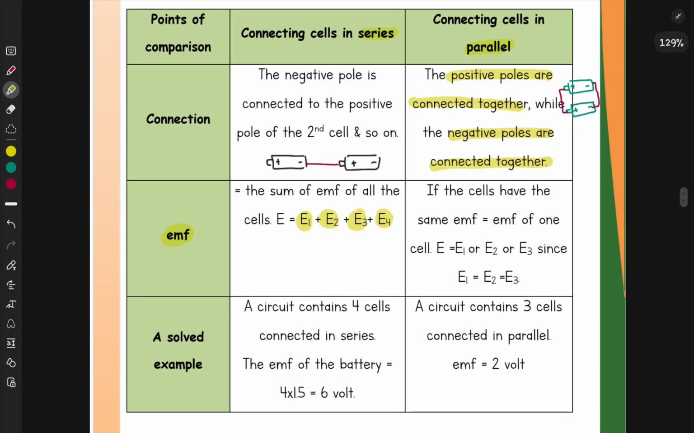So for an example of the series, a circuit contains 4 cells connected in series. So the EMF of the battery is equal to 4 times 1.5, equals 6 volts. While if the circuit contains the same 3 cells connected in parallel, the EMF is 2 volts, just that of one cell.